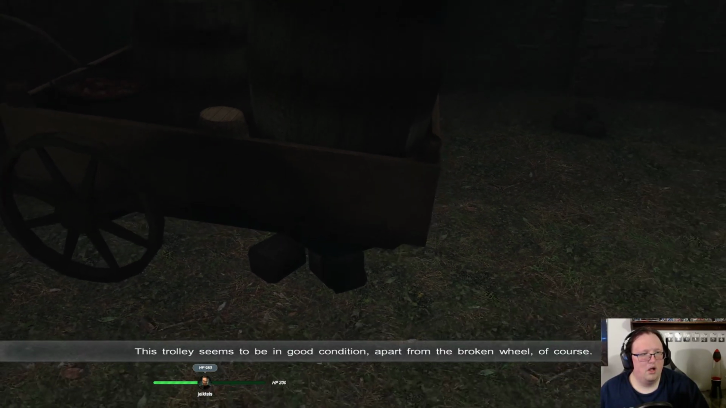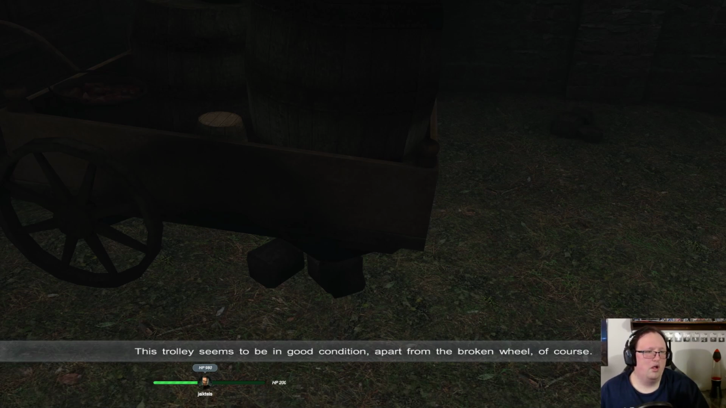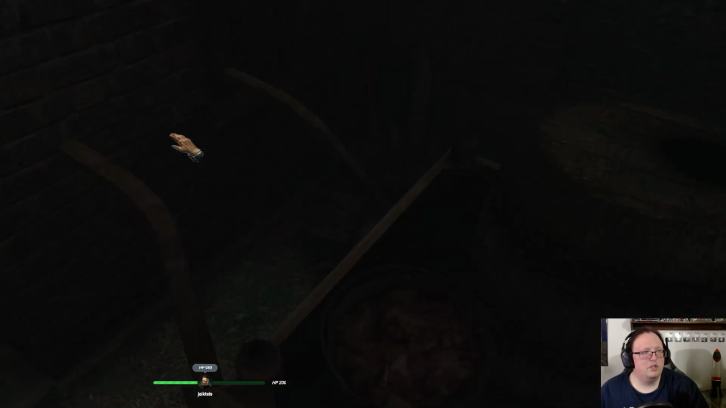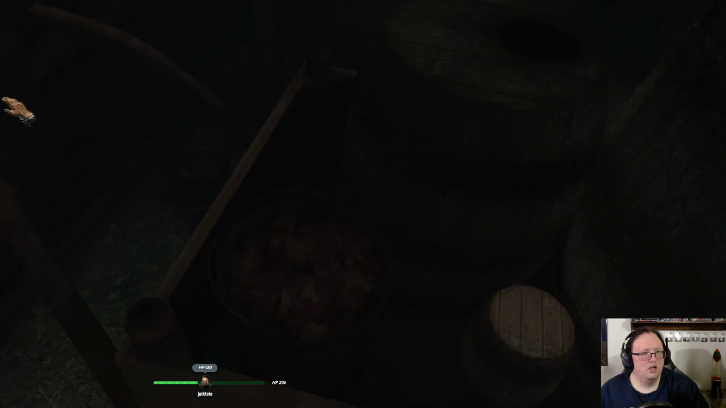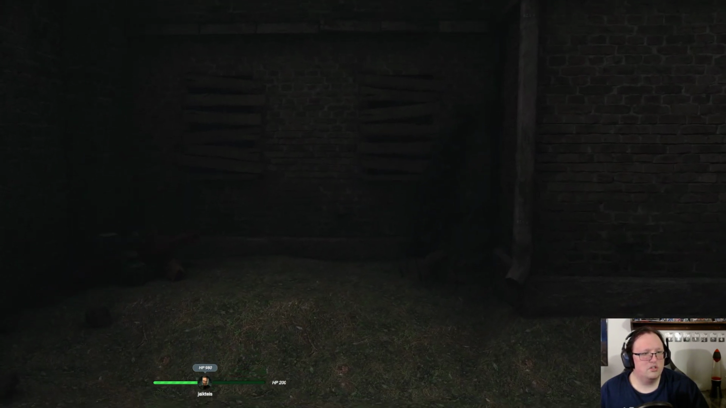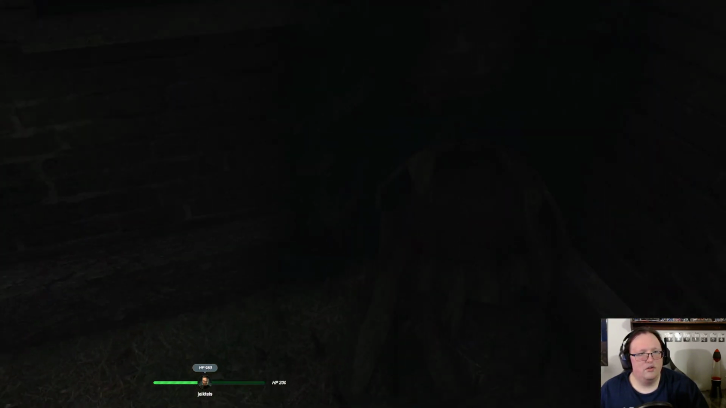This trolley seems to be in good condition, apart from the broken wheel, of course. So I'll need to fix. No, I can't do that. Need to fix this wheel. Very good.